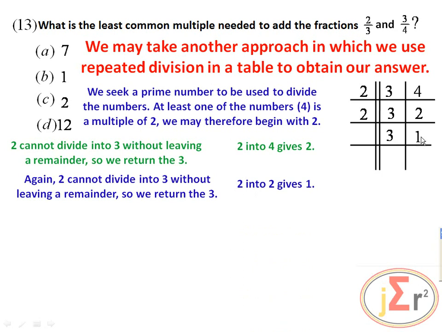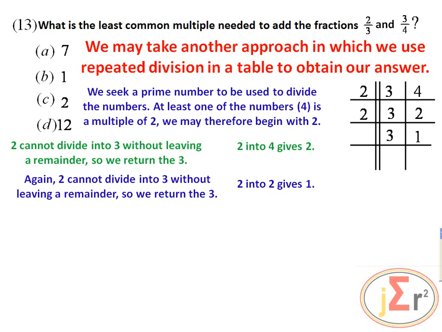And when we get 1, it means that the column is exhausted. That means it is finished. So we cannot bother about that column again. The one that we need to pay special attention to is the one with the 3. So what do we use as our next prime number? The next prime number that we will use is 3.